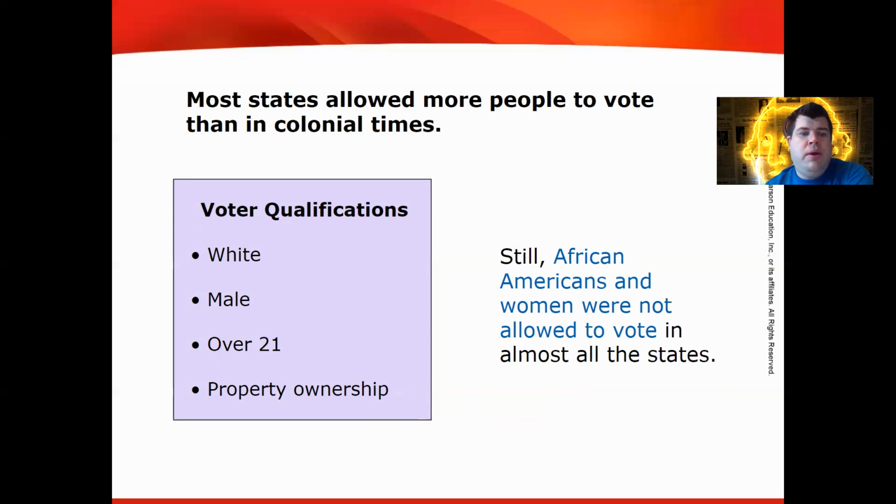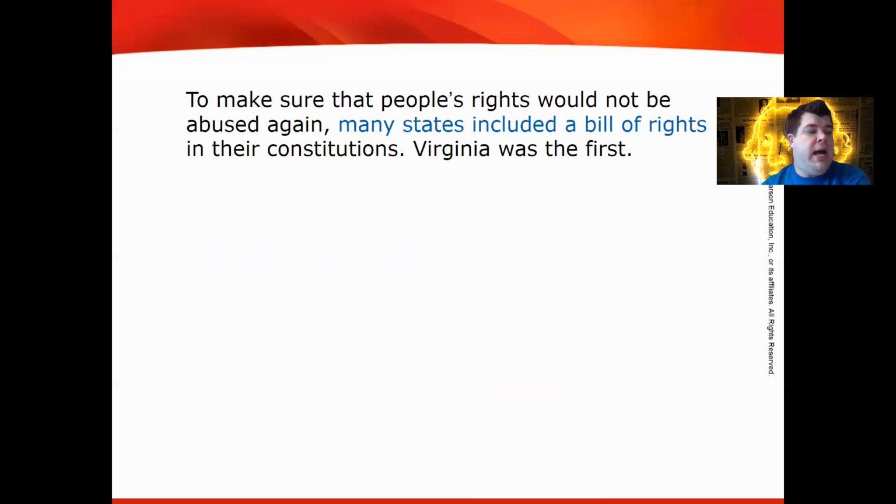Women are a no. People under 18 are a no, clear up until about 50, 60 years ago in most cases. And then poor people are a no. You usually had to own property to be able to vote. So to make sure that people's rights wouldn't be abused again, a lot of states included a Bill of Rights in their constitution. And Virginia was the first of these.